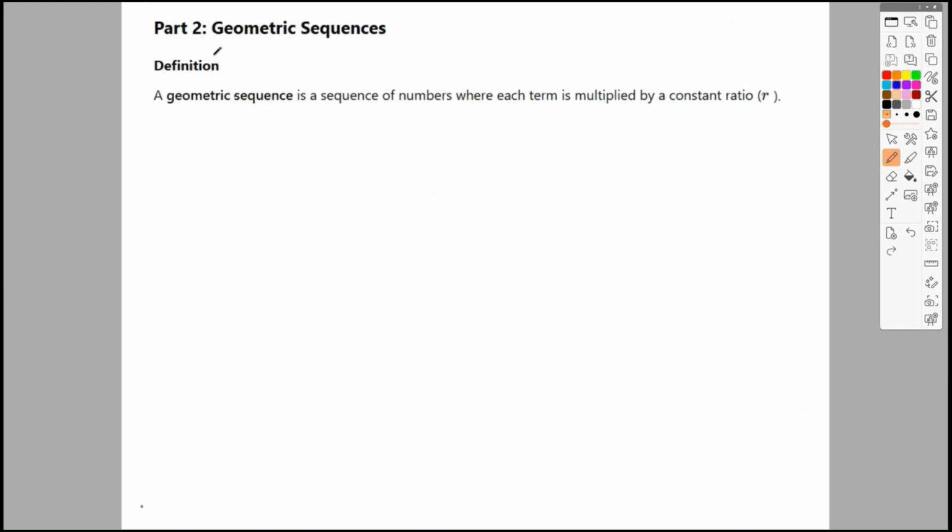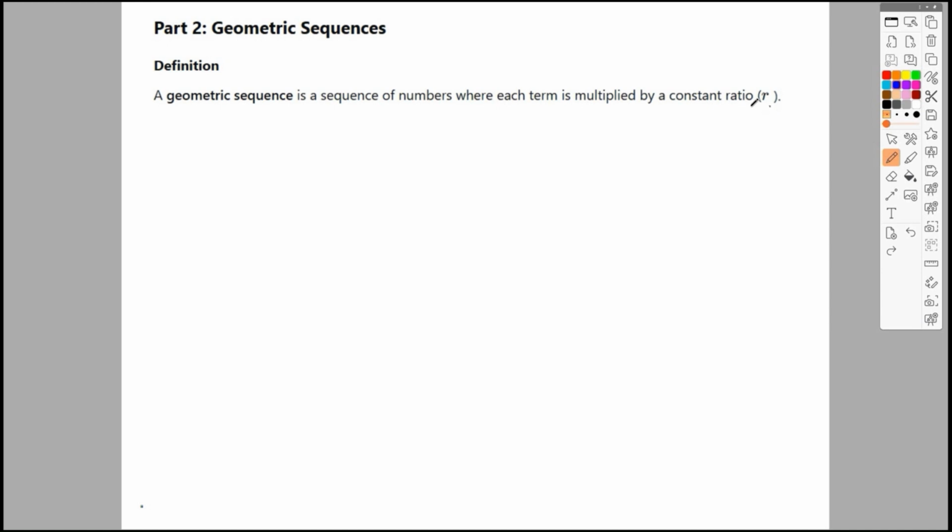Now the second part is the geometric sequences. A geometric sequence is a sequence of numbers where each term is multiplied by a constant ratio. The difference between this and the arithmetic sequence, which increases or decreases by a common difference, is that here we have a constant ratio.